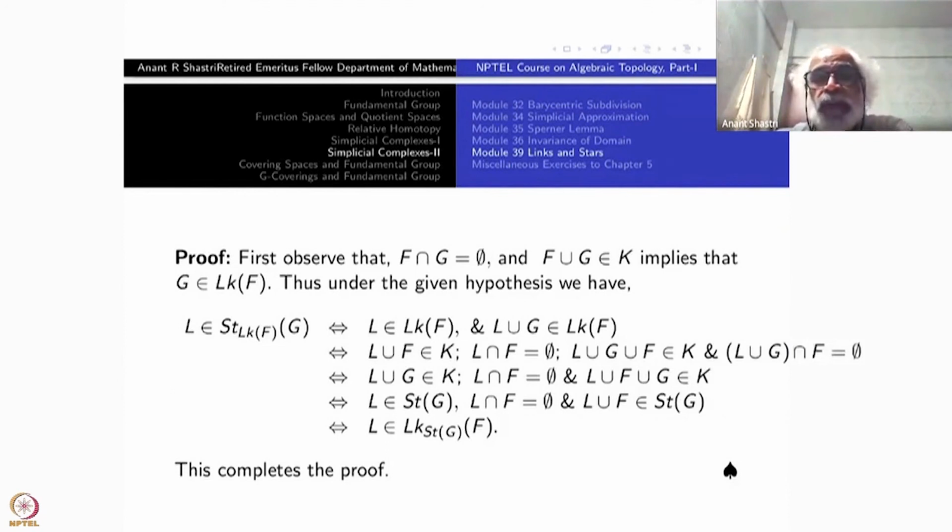Notice that to prove something inside the link of F and the link of G, I am going all the way to K, because these things were taken inside K. Link of F is inside K. Similarly, star of G is also inside K. So that's why I am going inside K. So this just means that L itself is in the link of the star of G. This is in star of G, and its intersection with F is empty. Therefore, this is inside the link of F. And this is all reversible. All implications are reversible. That's what we are saying.